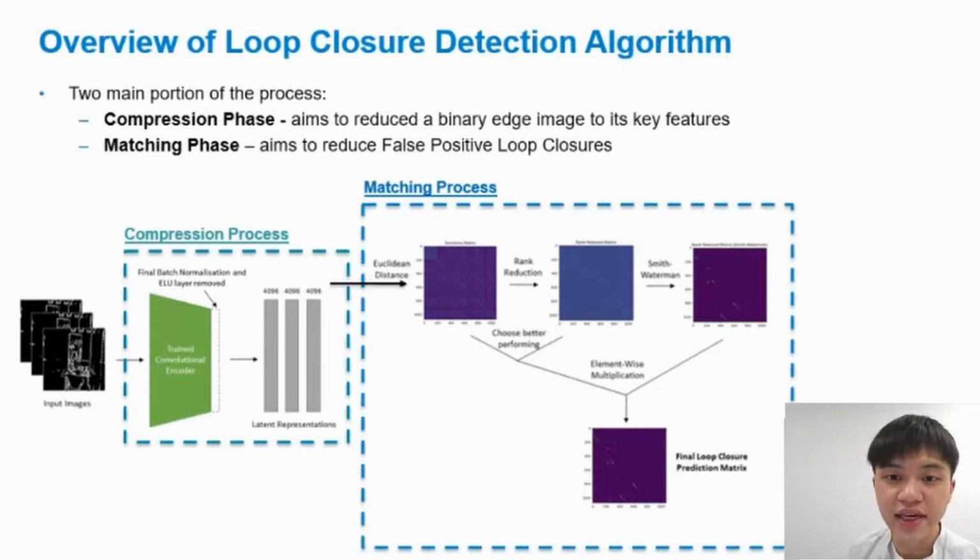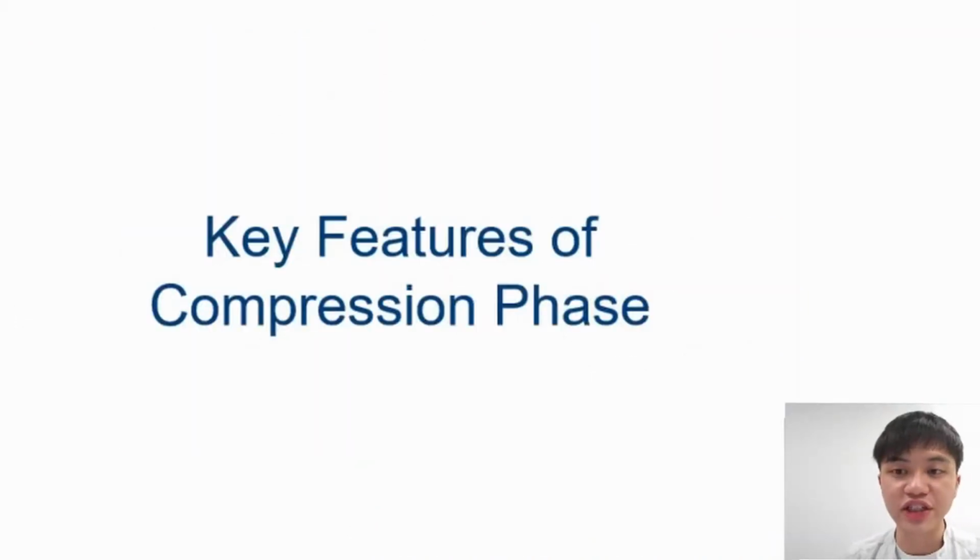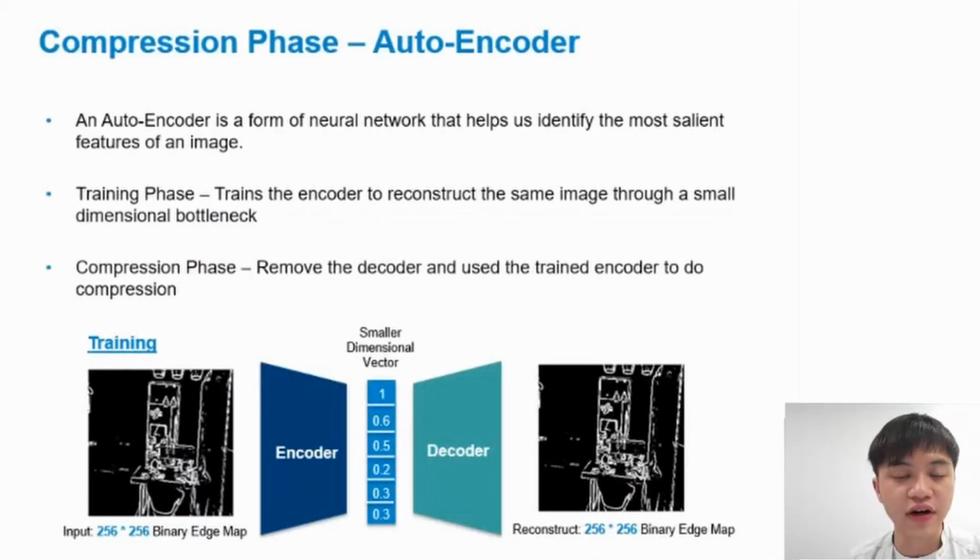So the main key objective within the matching phase is to reduce the amount of false positive loop closures, which, as we have mentioned, is very detrimental in the loop closure detection context. Let's talk about a few key features of our compression phase. The core of our compression phase is using this thing called an auto-encoder.